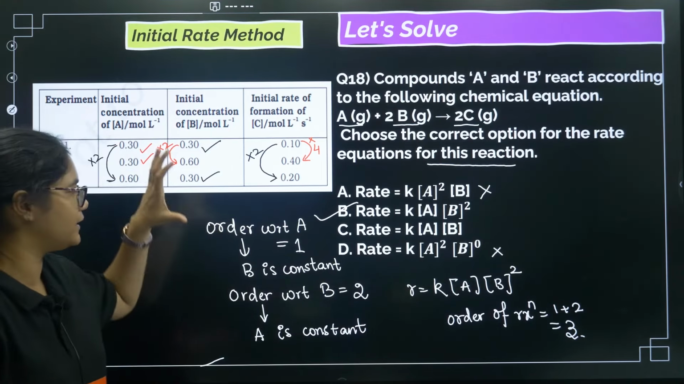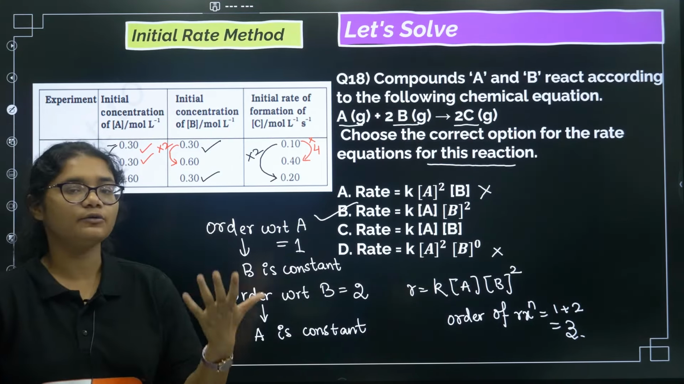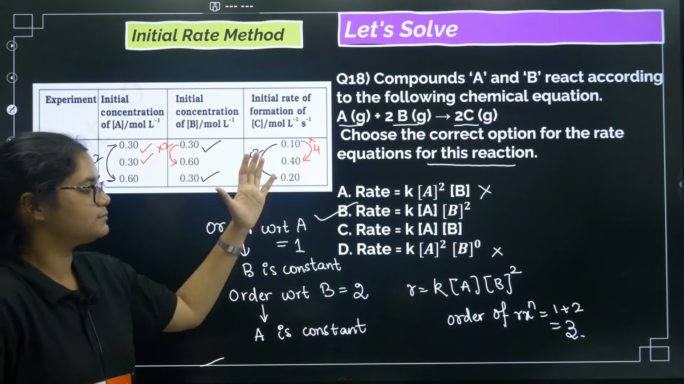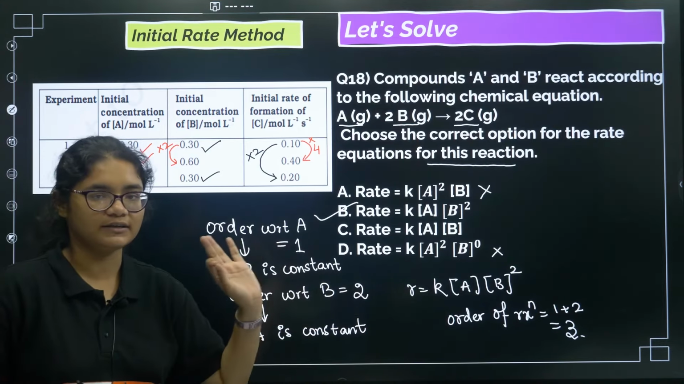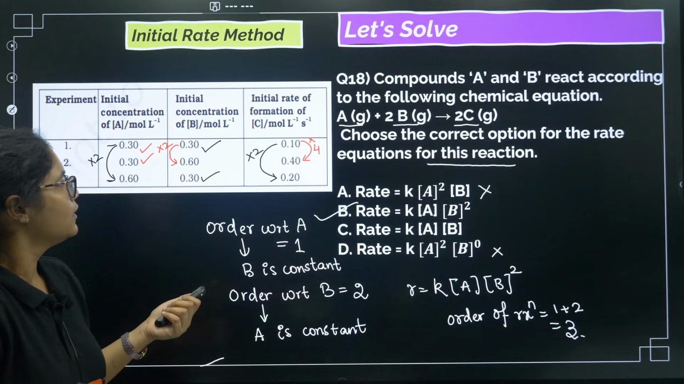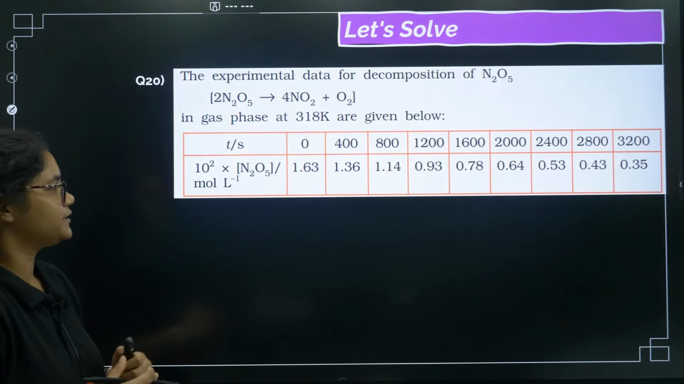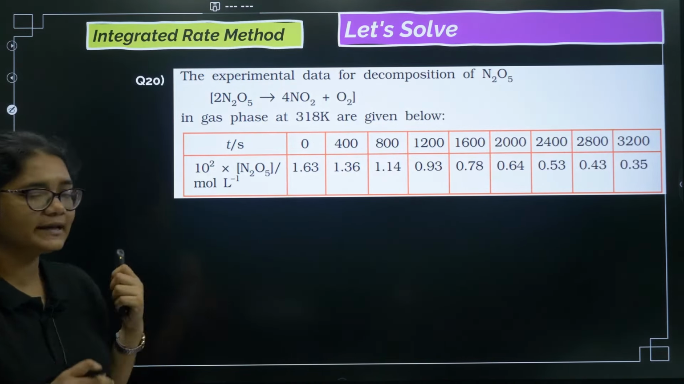Means some experimental data will be given. Using that data you need to find the order. So using this method I can say that the order of reaction is 3. Okay. Now coming to this question, that is your integrated rate law method.